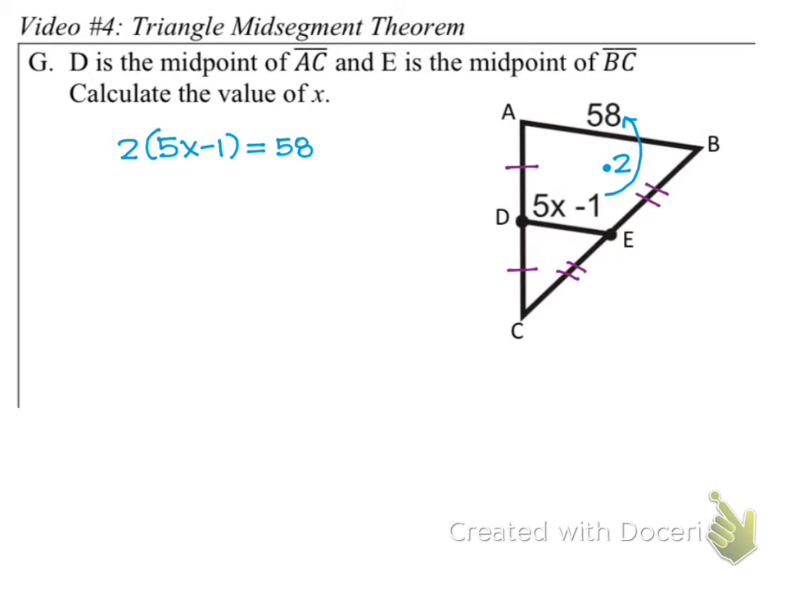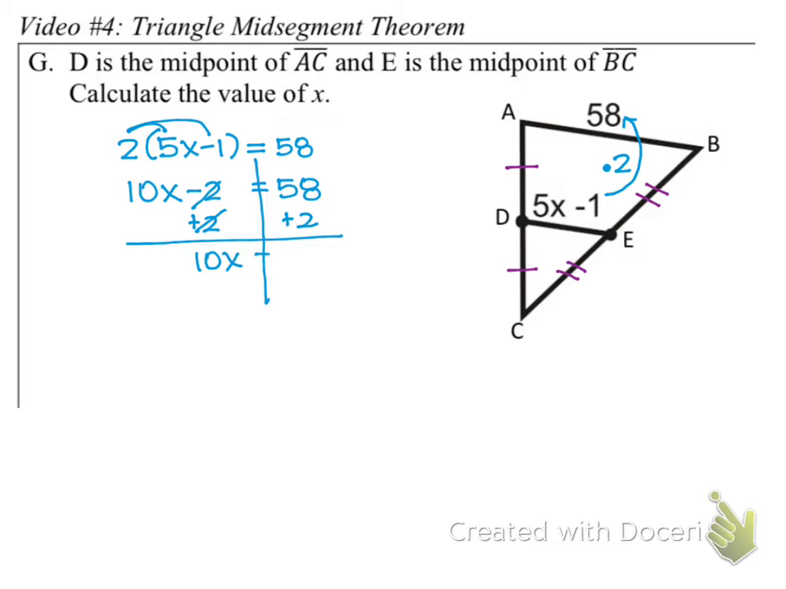From here, let's solve this. I'm going to distribute my 2, which gives me 10x minus 2 is equal to 58. Then let's start moving this stuff over to the other side. The 2's cancel, 10x drops straight down, and 58 plus 2 gives me 60. Let's get rid of the little dot in front, so we don't confuse it with a decimal point, which it is not. Then we divide by 10.